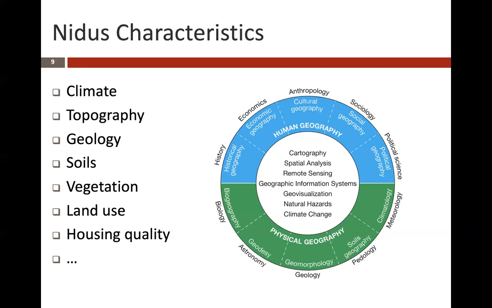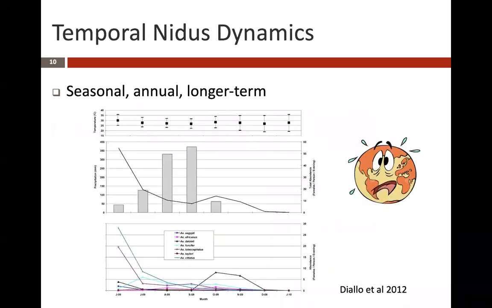And so in some ways, I don't know how many of you are geographers here, but to me, this just screams geography, right? I mean, we are looking at interactions between the atmosphere, the hydrosphere, the biosphere, the lithosphere, and of course, people. So it's a pretty complex endeavor. And of course, it's not static, right? This nidus, this place where transmission can occur, varies both over time and over space.